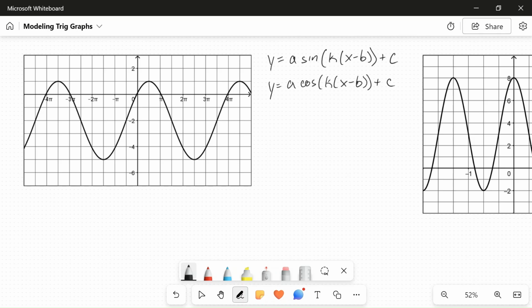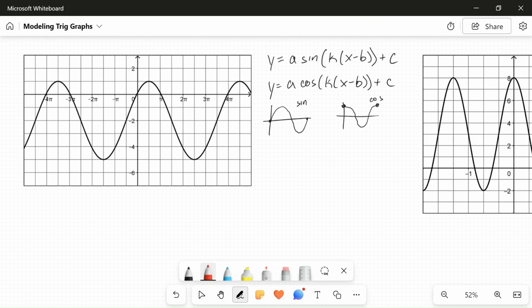Okay. And again, just as a quick review here, a normal period for sine starts at the midline, goes up, down to the minimum, and back to the midline. So this is sine. And again, for cosine, it starts at the maximum, goes down to the minimum, and back up to the maximum. So that's cosine. So let's do a few examples here. We'll start with the sine graph, I guess.